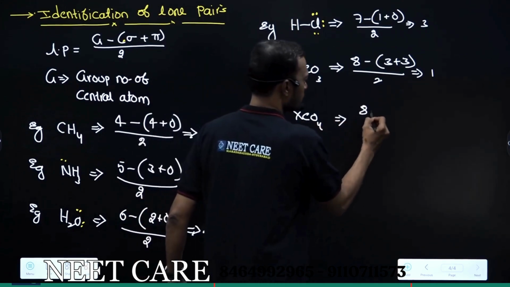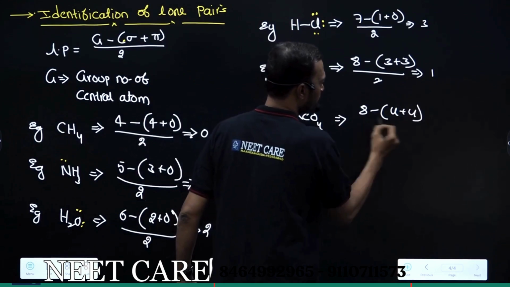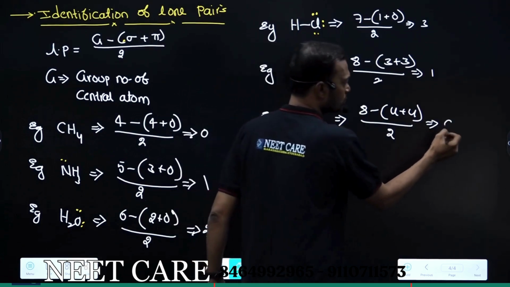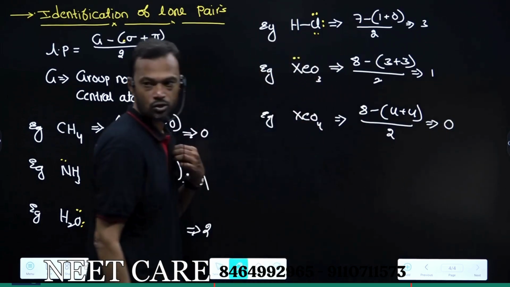Now, can I write like this? 8 minus 4 plus 4 by 2. 8 minus 8, 0. 0 by 2 is how much? That is 0. Means how many lone pairs are present on xenon tetroxide?